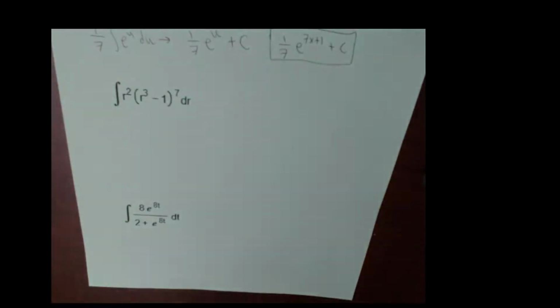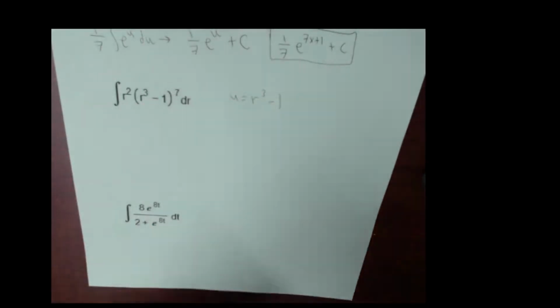Again, the trick to this is picking the right u. Try to pick something that when you take its derivative, it cancels something else in the problem. So take a look at this and see if you can think of what it is. Time's up. If you want to try, pause the video. The correct u substitution here is r to the 3 minus 1.